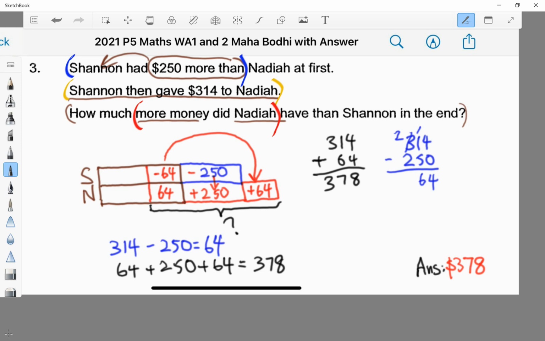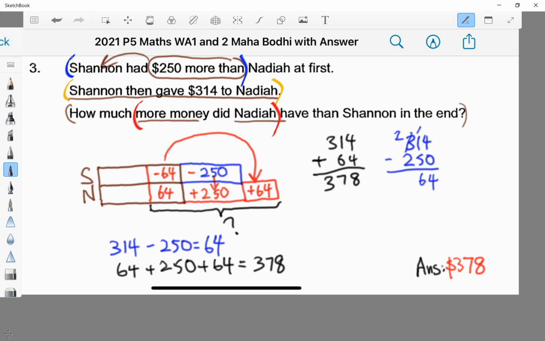So unlike the previous episode where we can actually check our answers, for this particular type of more than less than, due to the lack of information, we can't really check our answers. We will also never know how much money Shannon had at first, or how much money Nadia had at first, or in the end. We can just see from our model itself that Nadia will actually have $378 more than Shannon in the end.